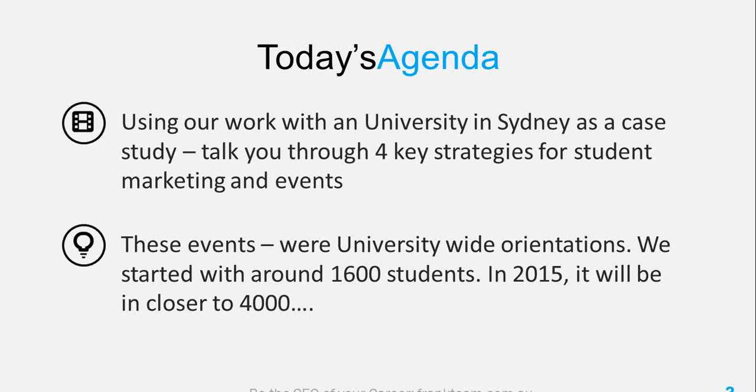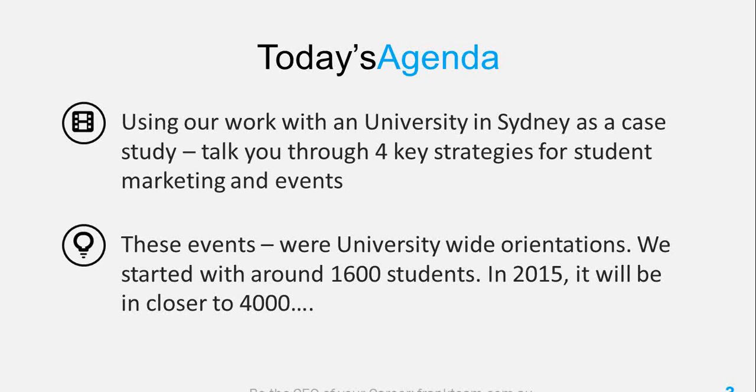So as far as today's agenda, we're going to be using as a case study the work we do with one of our clients who are based in Sydney. They're a university, and we'll be talking through the 4 key strategies using the examples we've had with them. Just as a bit of background, we've done quite a few events with them, and with the university orientations we do with this university, we started with around 1,600 students, and in 2015 we're going to be going to well over 4,000, so quite a bit of success in that space.